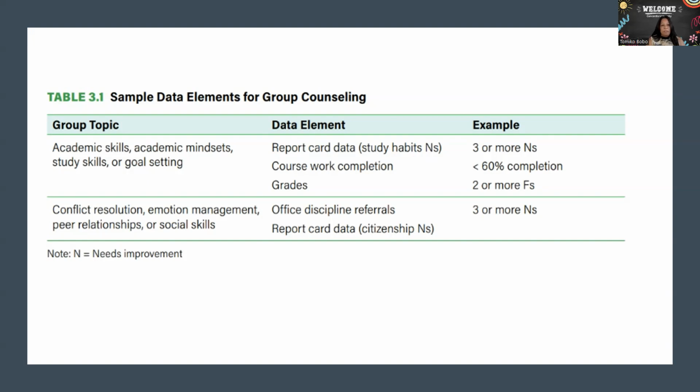Another sample is conflict resolution, some of the things I mentioned earlier, emotional management, stressors, peer relationships, and social skills. These you would use the office discipline referrals, report card data like citizenship, 3 or more Ns.